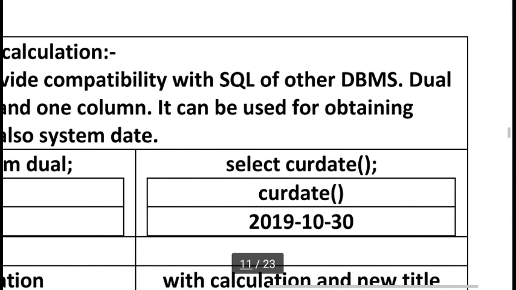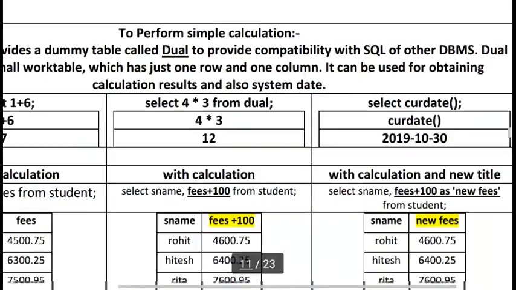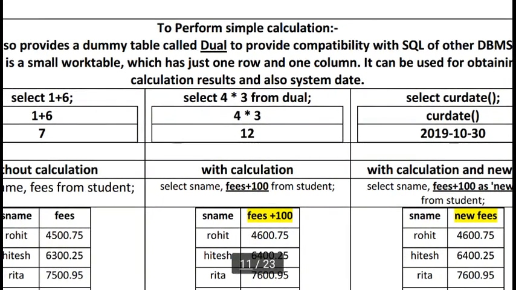We can use CURDATE, so it will return today's current date. This is the CURDATE function. So dual is a predefined table used by MySQL. We can simply use this table for simple arithmetic operations, and we can also use different kinds of simple functions.